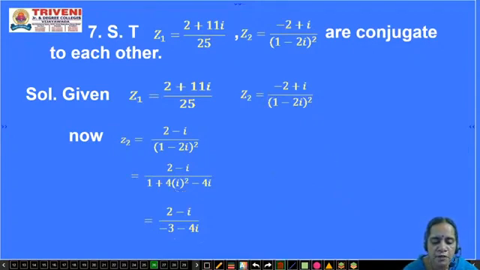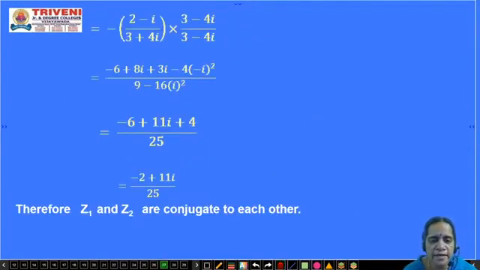Then rationalizing the denominator here, 3 plus 4i into 3 plus 4i. What is the rationalizing part here? 3 minus 4i. We have to multiply the numerator and denominator. What is the numerator here? 2 into 3 is 6, minus into minus plus 8i, by minus into minus 3i plus minus 4 into minus i whole square. In the denominator part we have a plus ib into a minus ib.